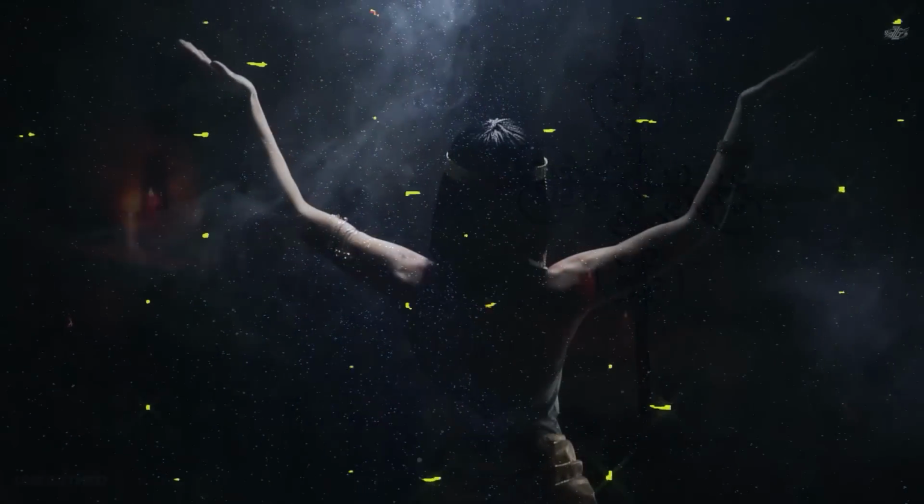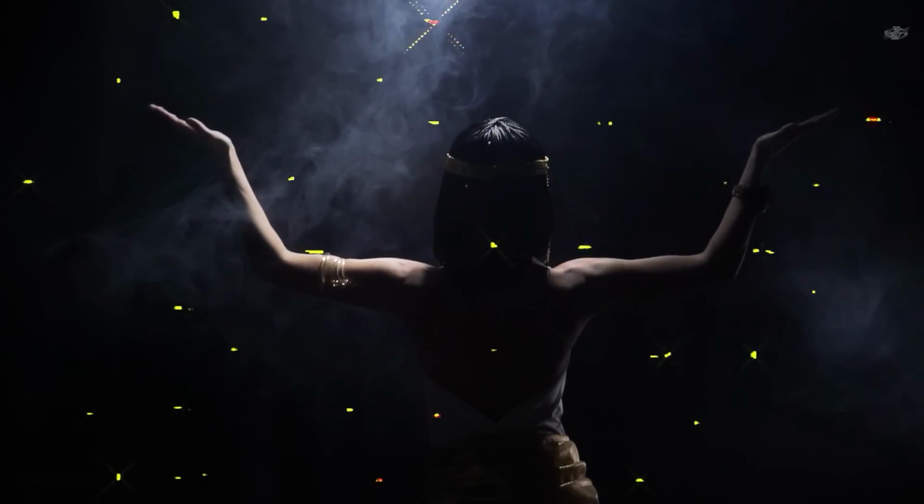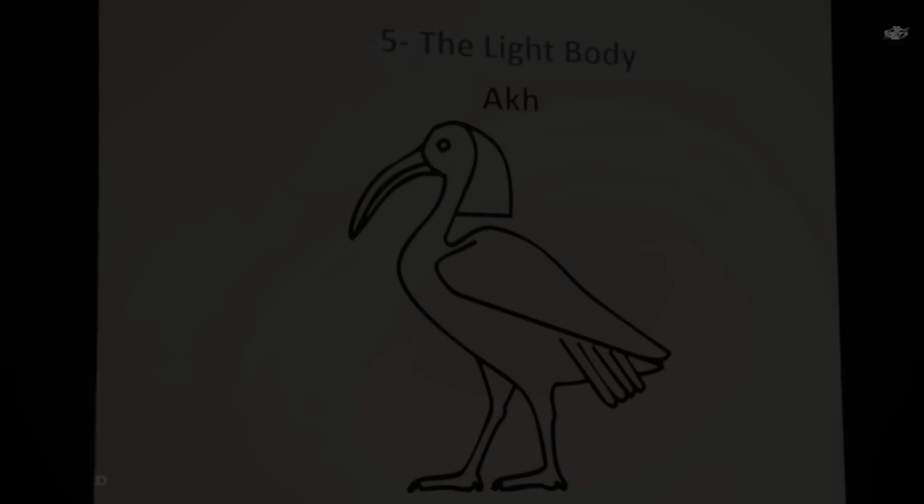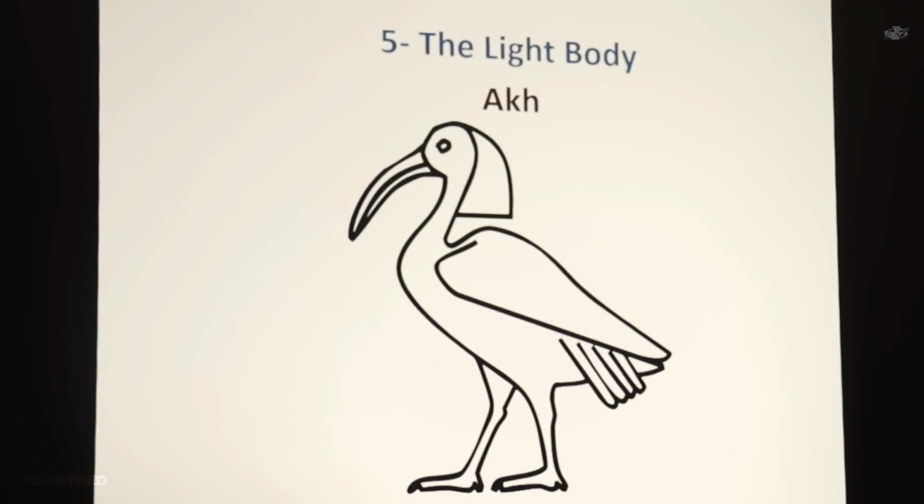Those are the first four elements. There is another element, which is a development of the ba. So we don't have new elements. The akh is a development of the ba. The ba will leave the body, and immediately the body is going to lose the name. When the body was born, it got the name, so the first thing the body will lose is the name.